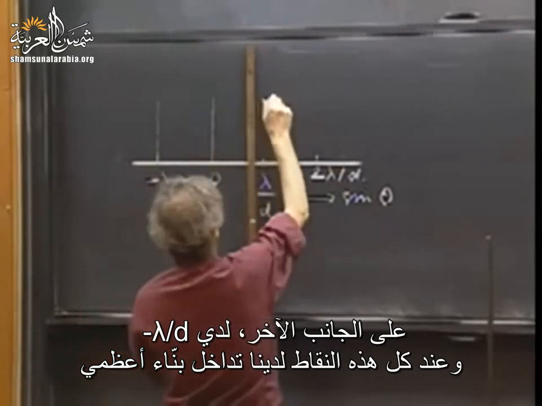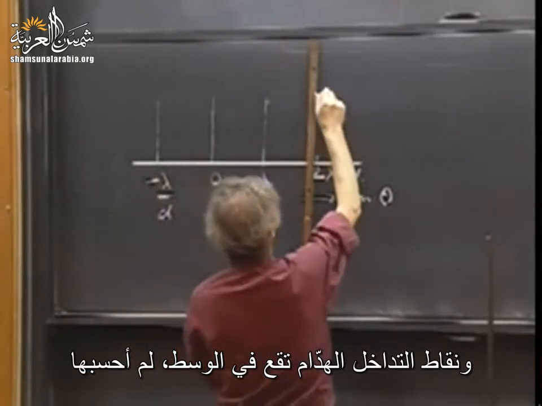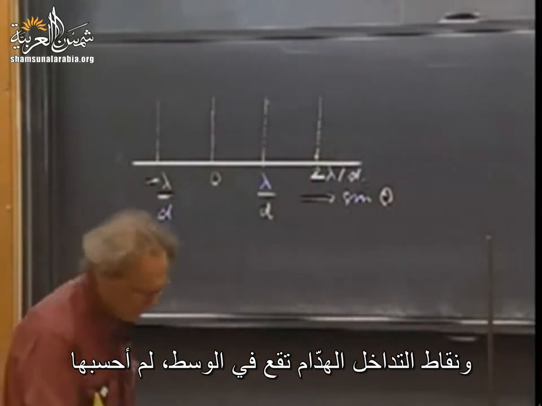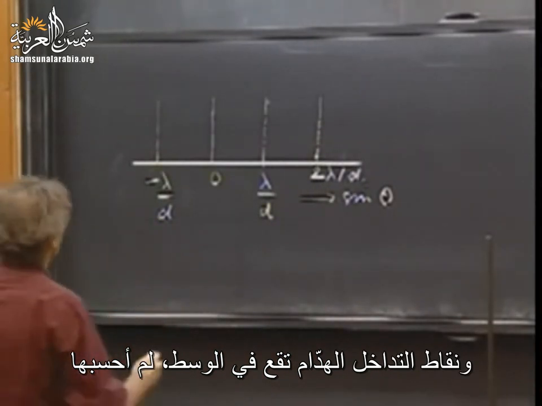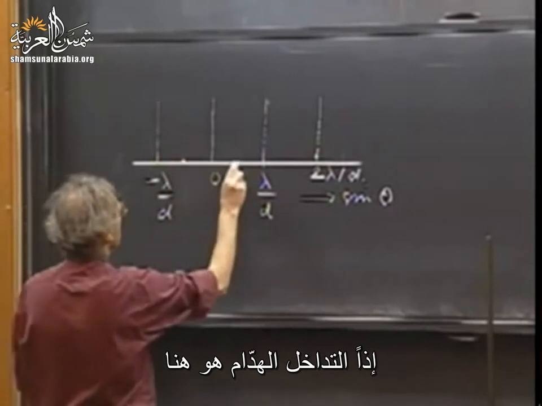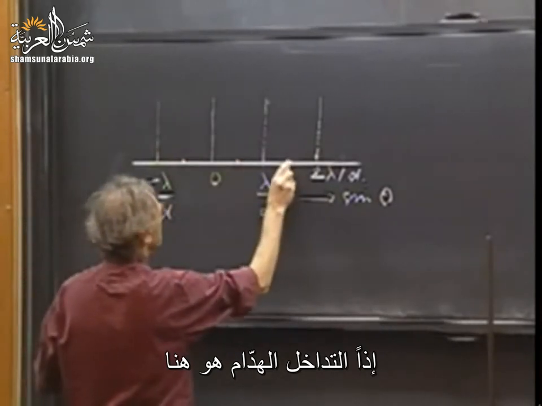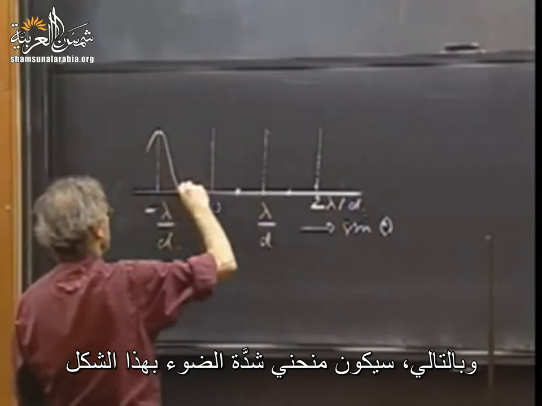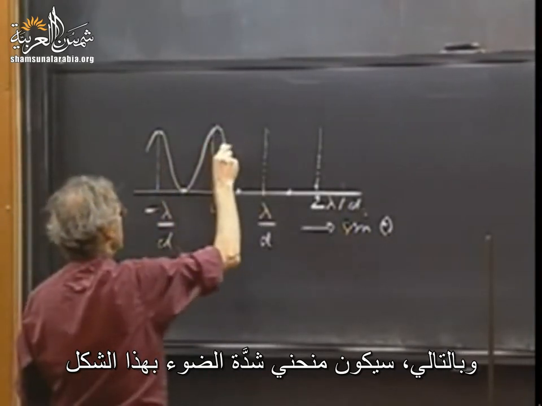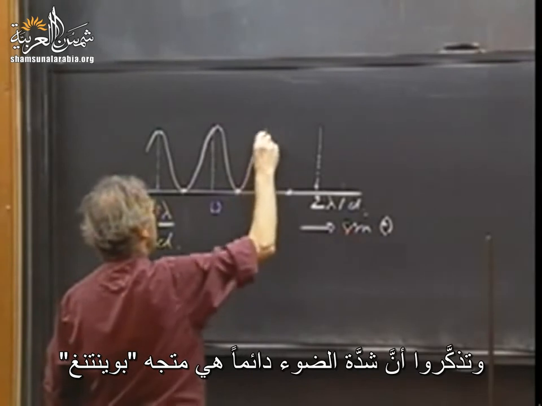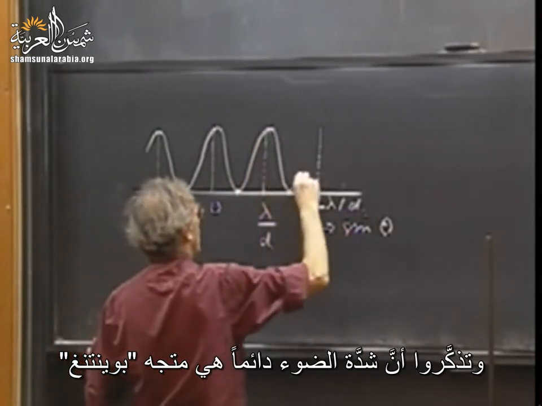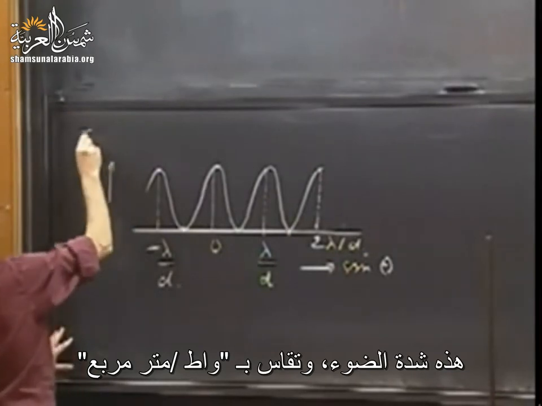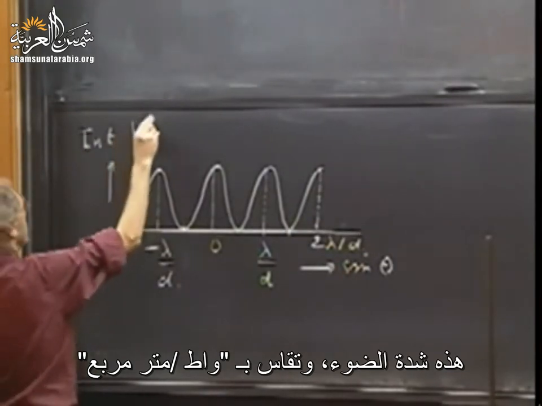constructive interference. And the destructive interference clearly falls smack in the middle. I did not calculate them. And so the destructive interferences are here. And so you get light curves, light intensity, which is like this. Light intensity, remember, is always the pointing vector. So this is light intensity. And that is in watts per square meter.